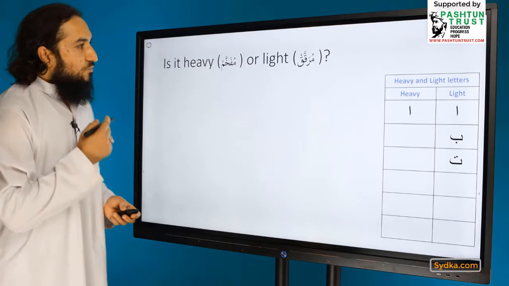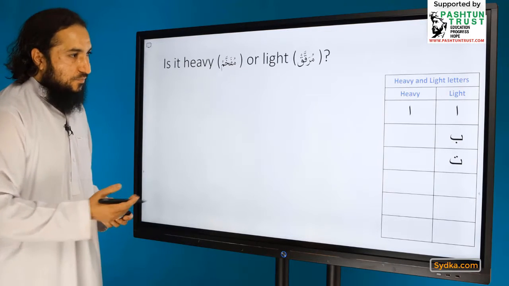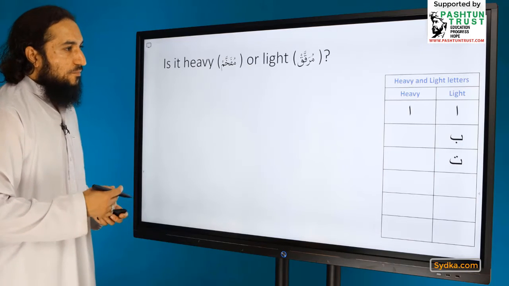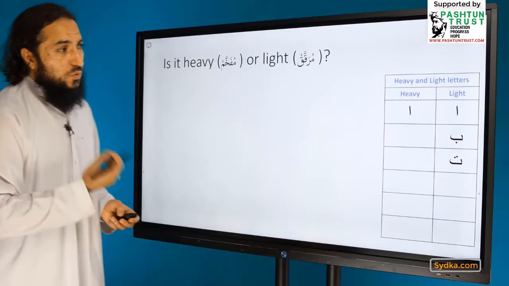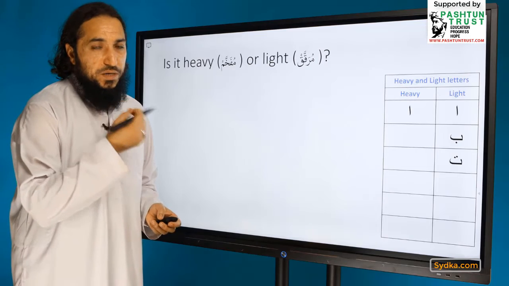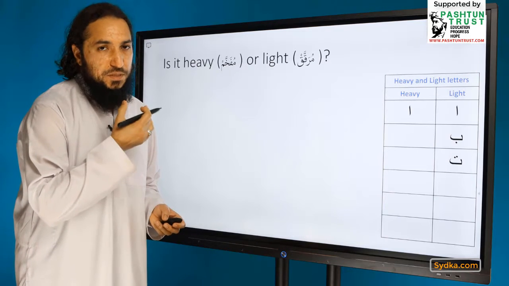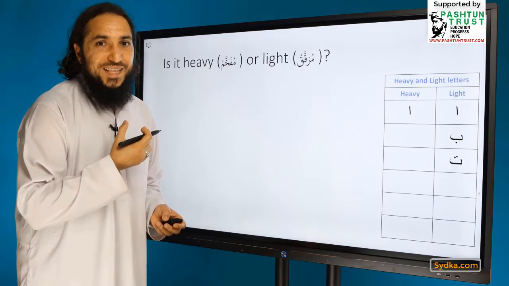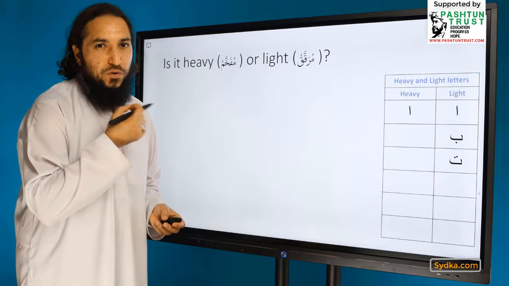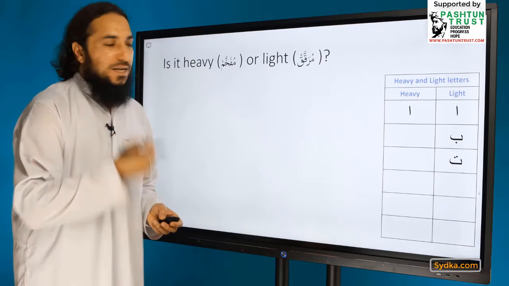Next one, is it a light letter or heavy letter? It is a light letter. So whenever we are pronouncing it, our lips and mouth should remain flat. Ta, ta. So as if we are going to start smiling. Ta. Okay.